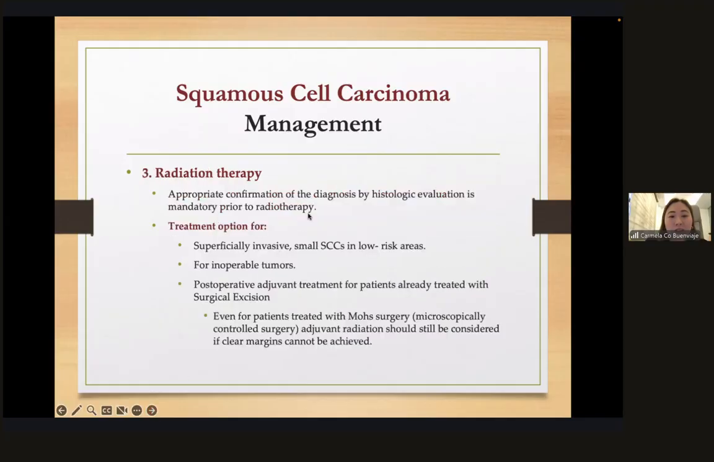For radiation therapy, this is a treatment option for those with superficially invasive or small SCCs in low-risk areas, for inoperable tumors, and for post-operative adjuvant treatment for patients already treated with surgical excision. So we can do adjuvant treatment of radiotherapy for patients who already had surgical excision.